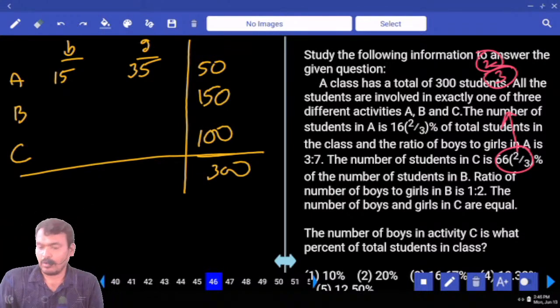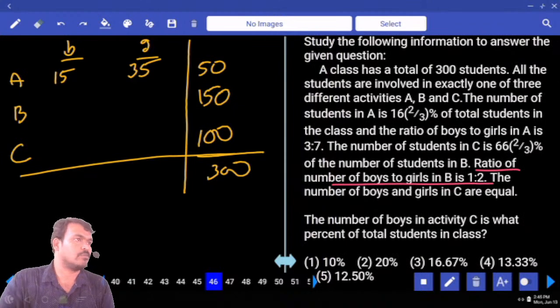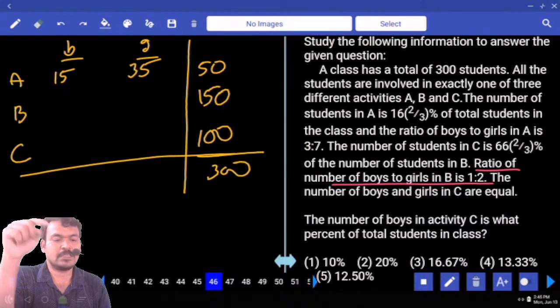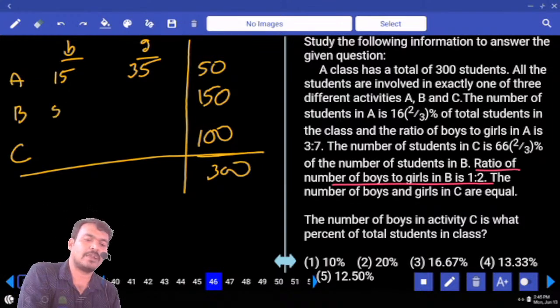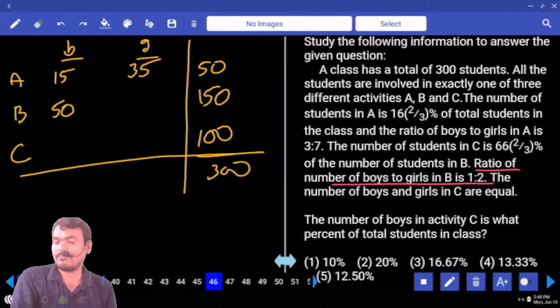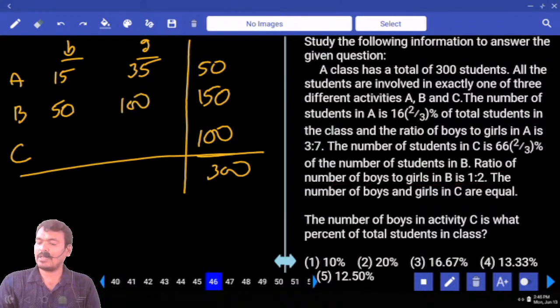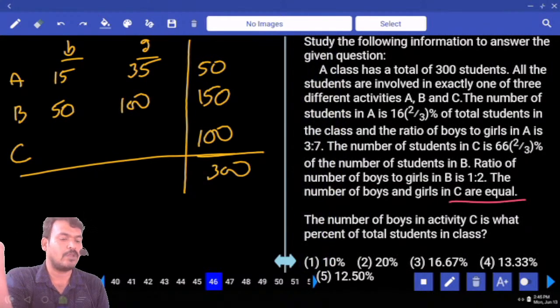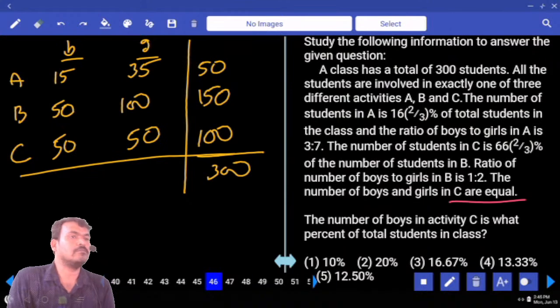One more: the ratio of boys to girls in B is 1:2. That is 3 parts in total, and 3 parts are 150, so every one part is 50. Boys are 50, girls are 100. Next, the number of boys and girls in C are equal. The total members in C is 100, so boys are 50 and girls are also 50.